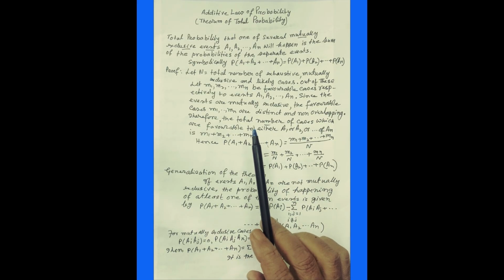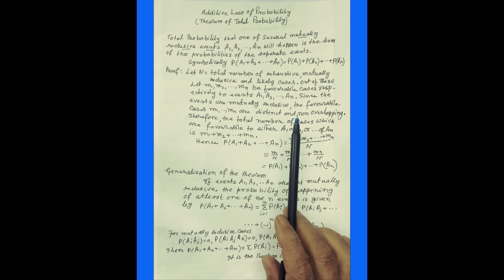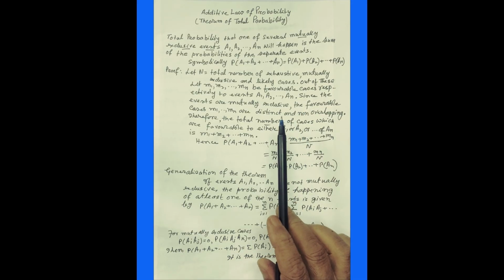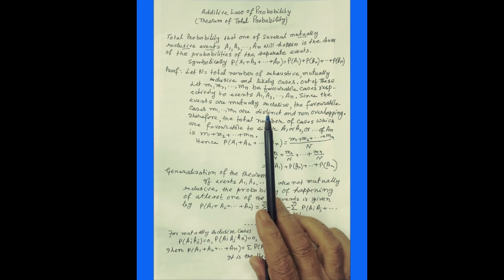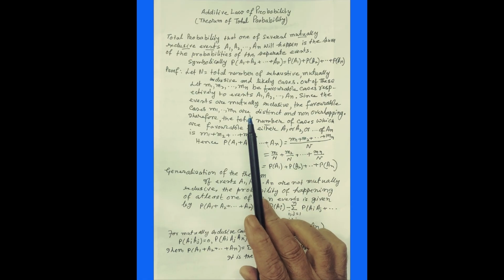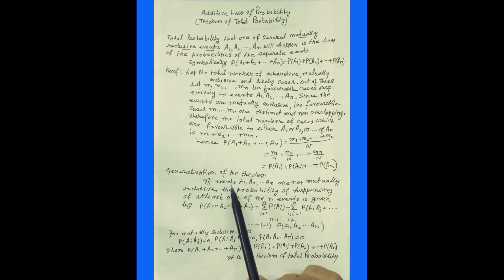So, if there are several mutually exclusive events, A1 up to AN, the probability of their happening is the sum of the probabilities of the separate events. When the probabilities of the separate events are added, this gives the probability of several mutually exclusive events.